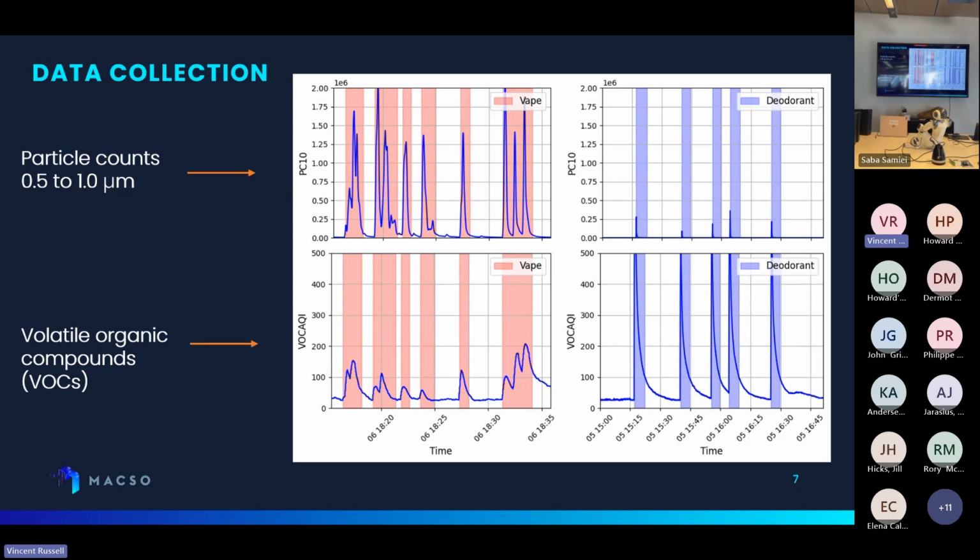What we noticed when we collected the data is that vape tends to produce a lot of particles, but not as many gases, and kind of the inverse with deodorant. Deodorant tends to produce very few particles, but a lot of gas. And so we believe that by combining particle sensors with gas sensors, we can create an advanced sensor fusion model that understands different aspects of the air. Now we will show you a demo of the power of sensor fusion, combining particle sensors with gas sensors.